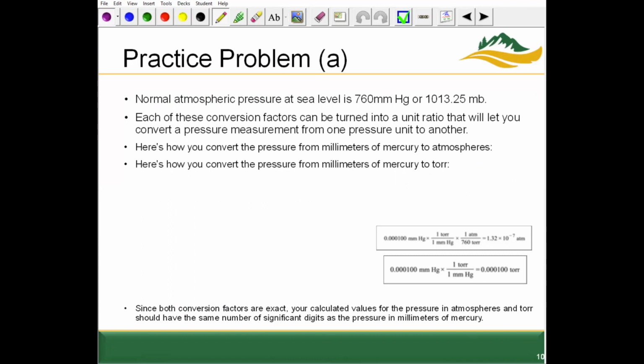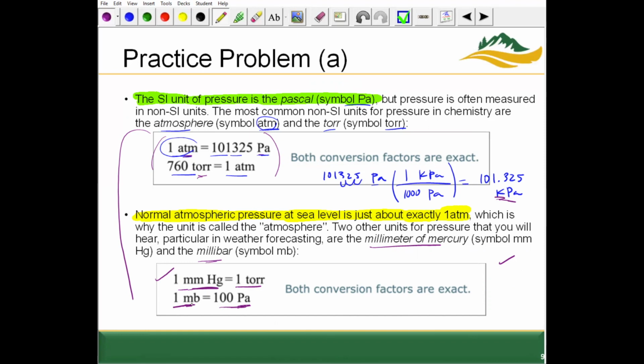Based on the conversion factors we saw on the last slide, we know normal atmospheric pressure at sea level is about 1 atmosphere. During the conversions, we could figure out that that's the same as about 760 millimeters of mercury, or 1013.25 millibar. How do we get that millibar conversion? Well, 1 millibar is 100 pascals.